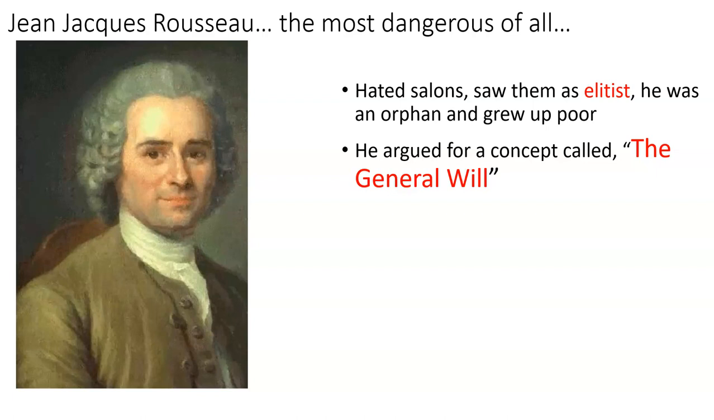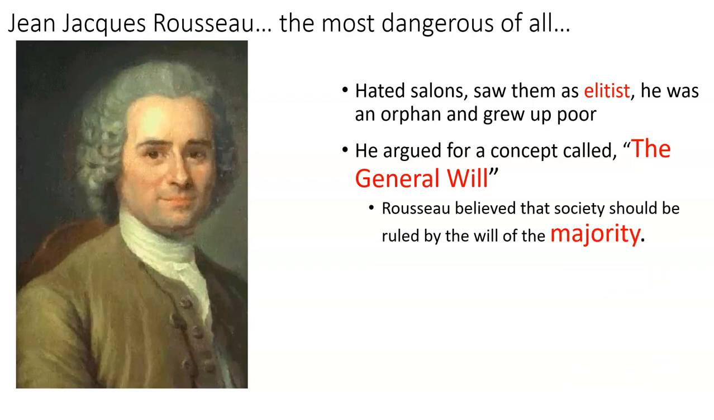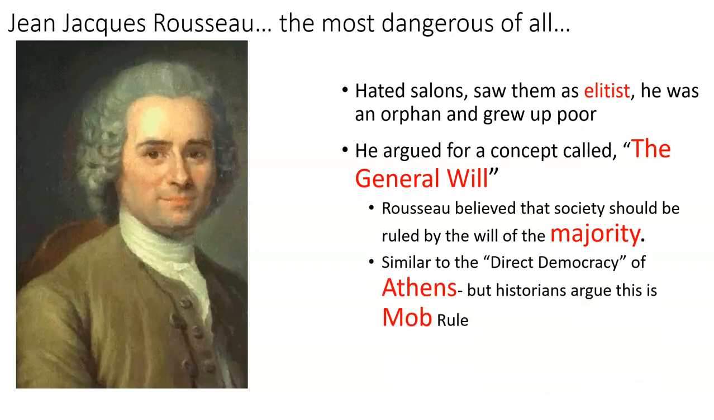So what is the general will? It's maybe the most dangerous thing I'll teach you all year. The general will, he said, was that the majority should be the thing that rules society. Society should be ruled by the will of the majority, the general will. So whatever most people want is what we should get. One way of looking at that is direct democracy. Okay? That's ancient Athens. You go out there and you vote directly on issues.